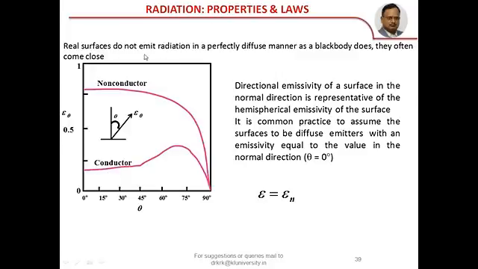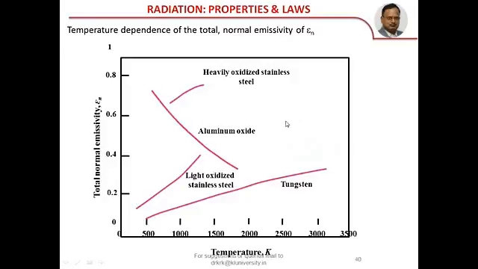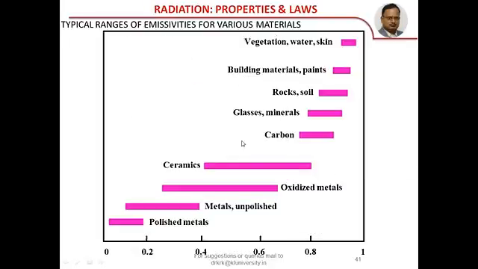If you look at the emissivity property, real surfaces do not emit radiation in a perfectly diffuse manner, though they often come close. The directional emissivity, epsilon theta, of a surface in the normal direction is representative of the hemispherical emissivity of the surface. It is common practice to assume surfaces to be diffuse emitters with an emissivity equal to the value in the normal direction. Conductors have fairly constant emissivity between 0 to 45 degrees, and non-conductors continuously vary over a wide range up to 75 degrees. The temperature dependence of the total normal emissivity for different materials is shown here, and typical ranges of emissivities for various materials like polished metals, oxidized metals, carbon, vegetation, water, skin, etc. are shown.